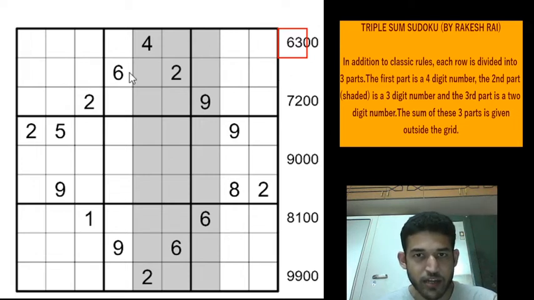So to put it in other words, when you join these 4 cells, you get a 4-digit number. And when you join these 3 cells, you get a 3-digit number, and when you join these 2 cells, you get a 2-digit number, right? When you add the 4-digit number, the 3-digit number and the 2-digit number, you get the total outside. So these are the rules.